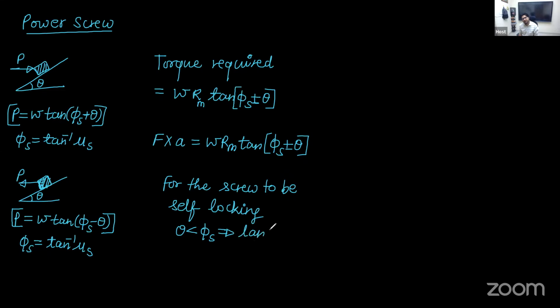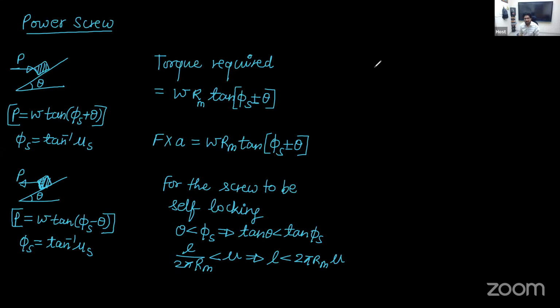tan theta less than tan phi s, but tan theta can be written as L upon 2 pi Rm, and tan phi s can be written as mu. So for the screw to be self-locking, the lead of the screw must be less than 2 pi Rm into mu.